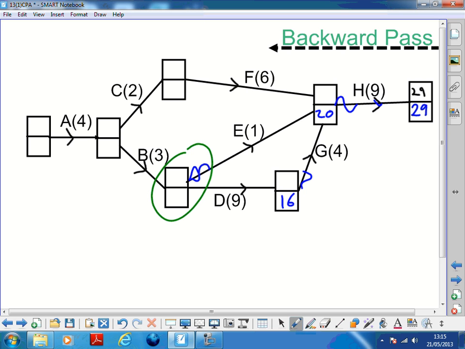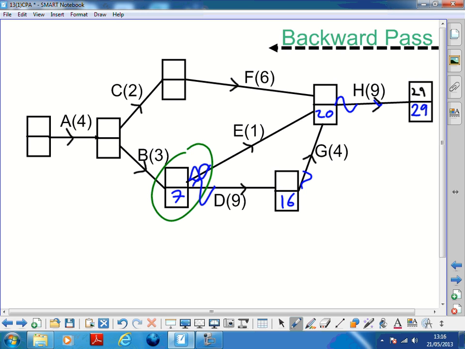So you need this considered and this considered. 2 things. So 20 minus 1 will produce the 19. 16 minus the 9 will produce the 7. So we need the smallest number, so it's the 7. So you go to an event, have a look how many things are going out of it. That's how many things you have to think about.